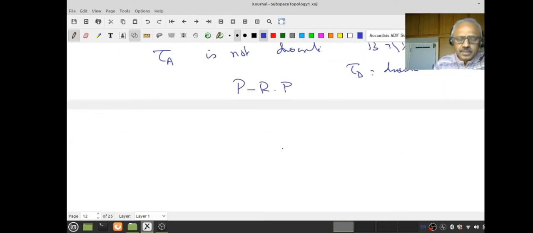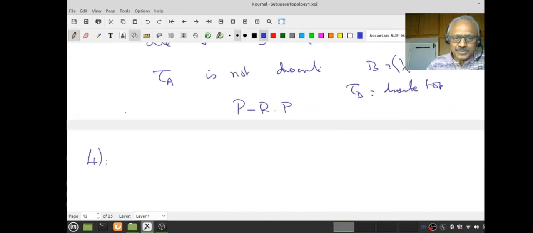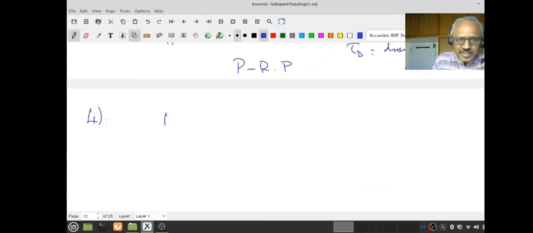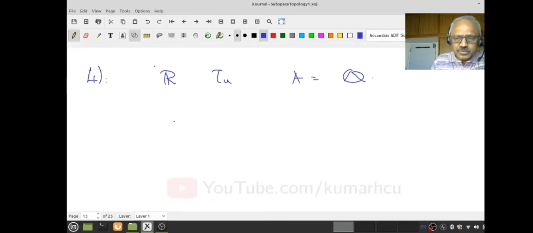Okay, now let's look at a fourth example. In R itself there are a lot of interesting things we have to do. Again take R with the usual topology, but now my subset is Q, the set of rationals. What I want to do is point out something very interesting. Suppose we look at the set V1, which is the set of all rational numbers r so that minus square root 2 is less than or equal to r, which is less than or equal to square root 2.